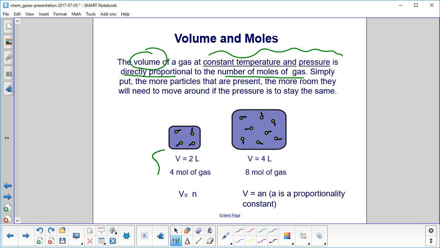So over here, we have 2 liters, and we have 4 moles of gas. If we expand to 4 liters, we can hold 8 moles of gas. So since it's directly proportional, we go from V is proportional to n to V is equal to some constant, a proportionality constant. This time we'll call it a, probably for Avogadro. V is equal to a times n.